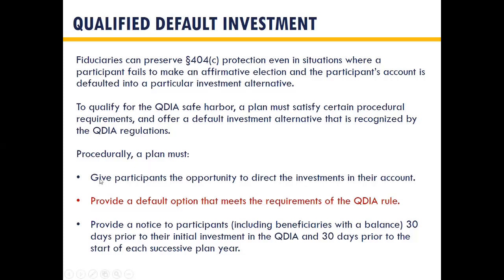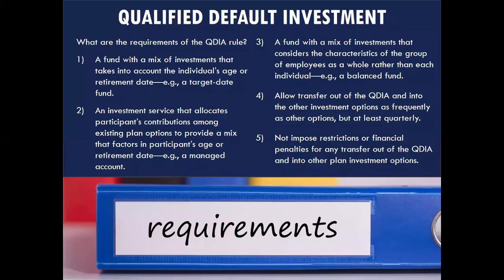So procedurally, you've got to give your participants the opportunity to direct their own investments. That's what we've already talked about. Make their own choices. Then you've got to provide that default fund or a default set of funds, and then you've got to notify them at least 30 days before the end of each plan year whenever the new plan year is going to start, and 30 days before they sign up initially. Most of the time, your financial advisor or your record keeper is going to provide you with those and help you do that in a timely fashion.